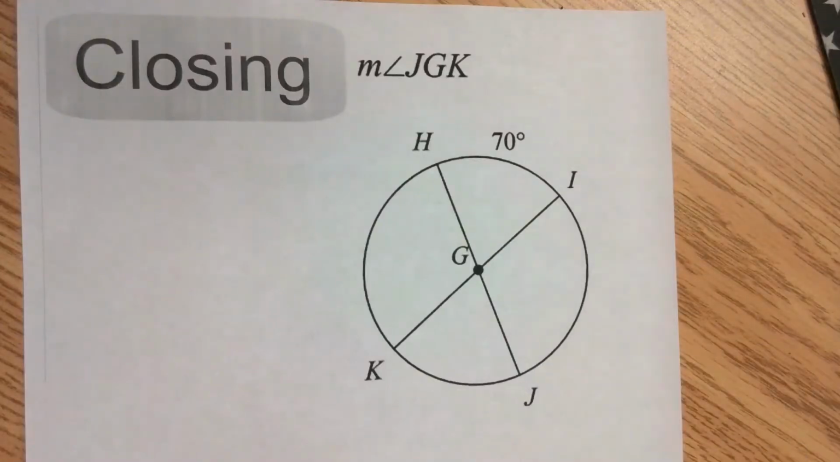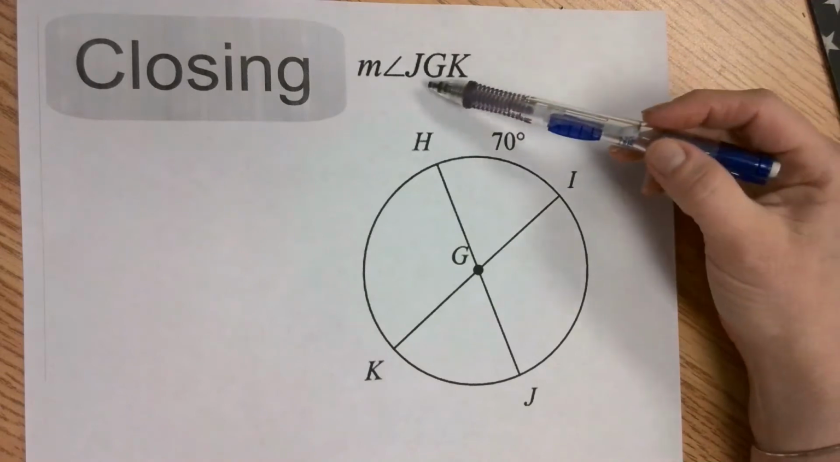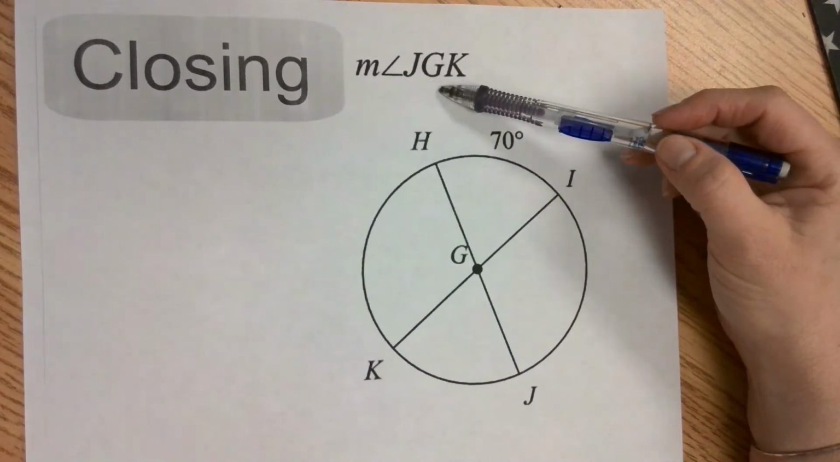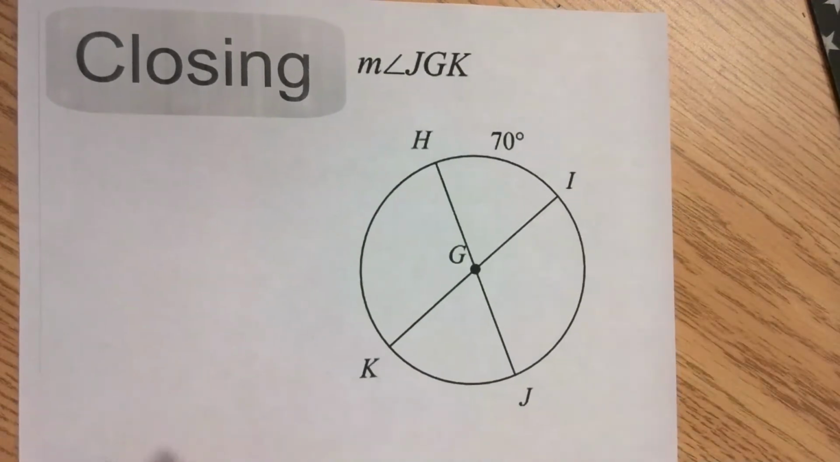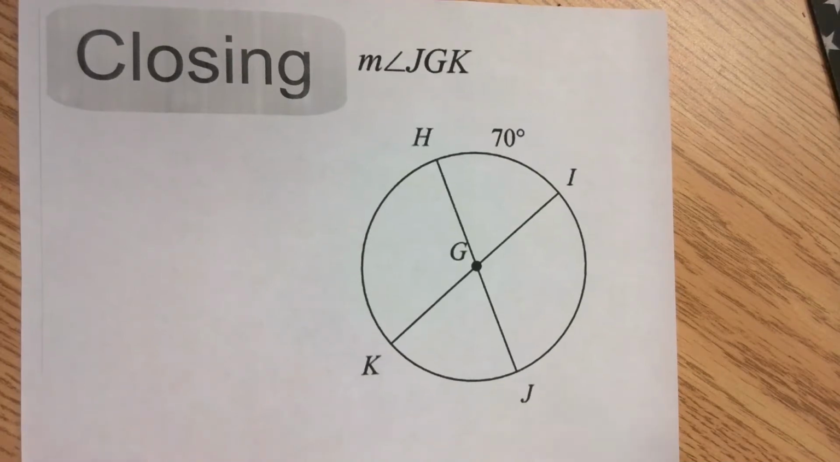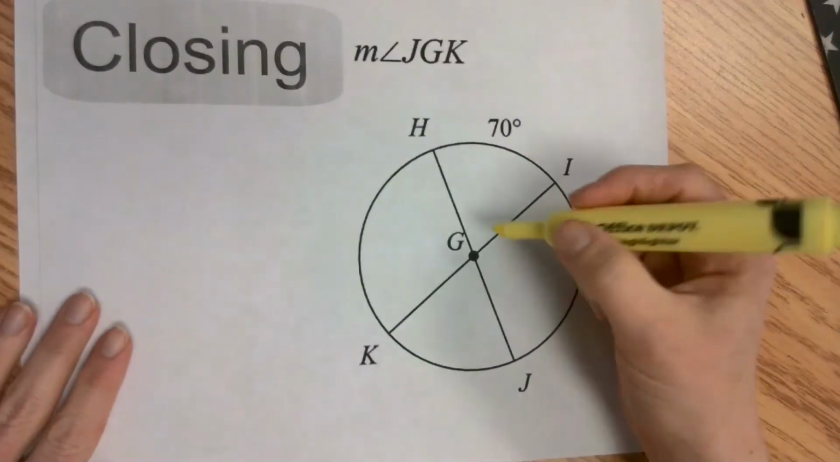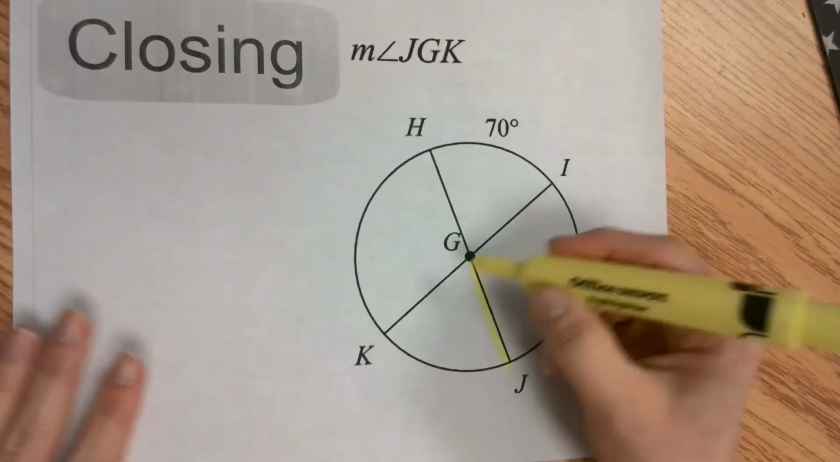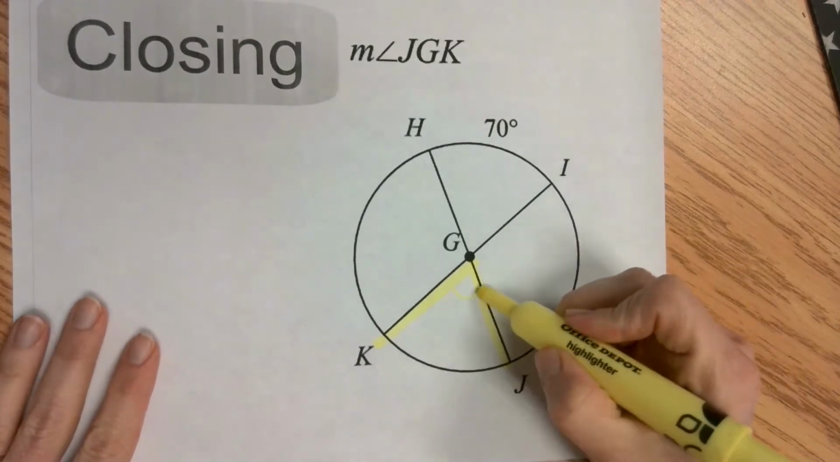Alright, so we are looking to find the measure of angle JGK. When we're dealing with circles, sometimes a lot of things are going on. I like to highlight what I'm looking for and what I have. So I'm looking for angle JGK. This is the angle that I'm looking for in question.